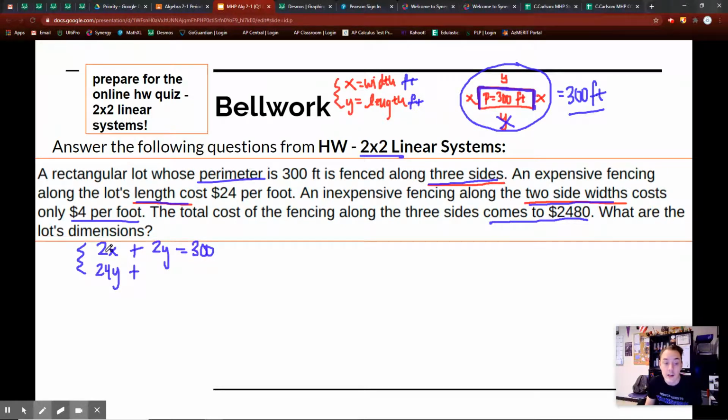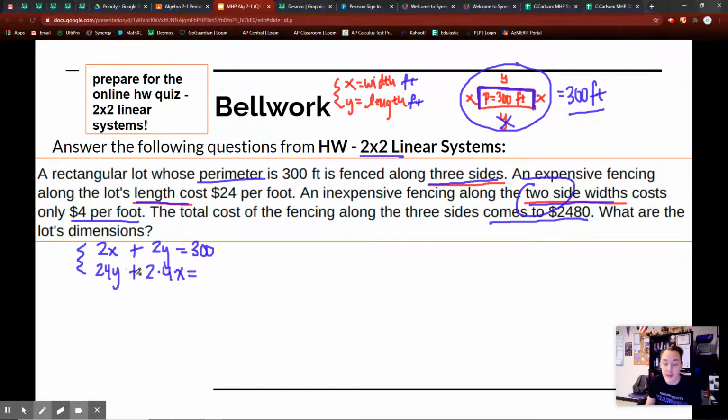So 4 times x, because that's my width. Now watch, it's two of them though. So it's not just 4 times x, it is actually 2 times 4 times x. Because I not only take the $4 per the foot with my width, my x, but I also have to multiply that total by 2 because there's 2 of them. We did not do that here because there's only one length that I was interested in. Here there is 2 widths that I'm interested in.